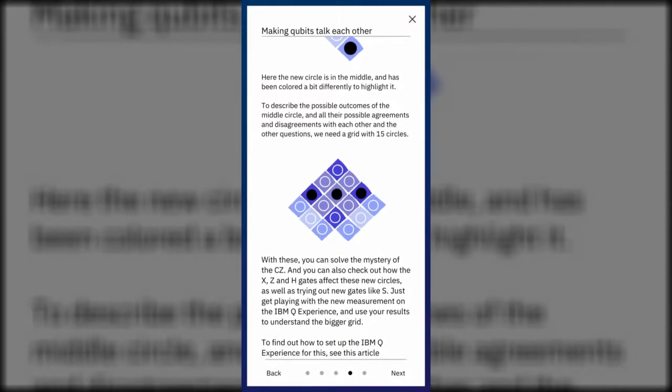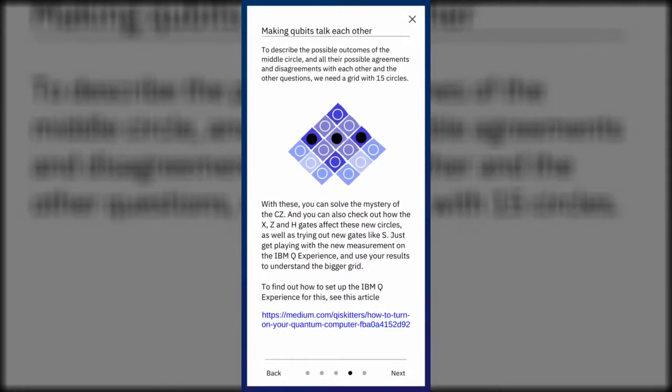With these, you can solve the mystery of the CZ, and you can also check out how the X, Z, and H gates affect these new circles, as well as trying out new gates like S. Just get playing with the new measurements on the IBM Q experience and use your results to understand the bigger grid.